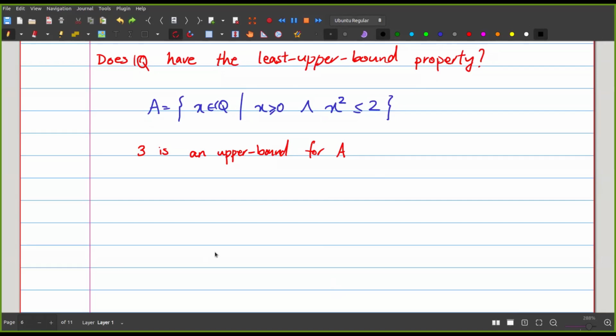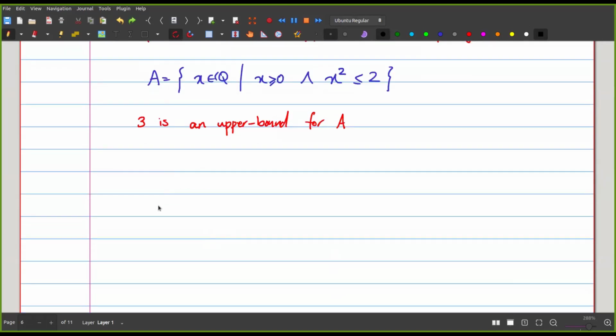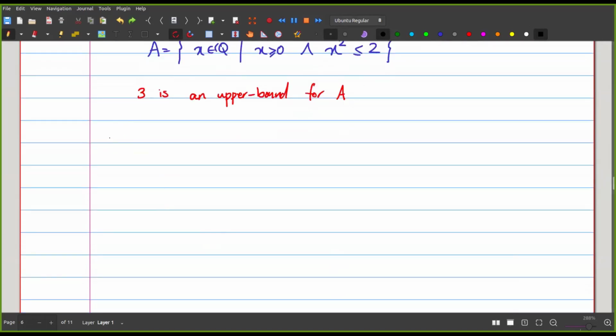Actually, after the class today, one of the students asked me to prove this, and I'm going to just give you the proof. So we want to show that this particular set A does not have a supremum in Q. We already know that A has an upper bound in Q because 3 is an upper bound in Q. So I'm just going to prove this by contradiction. I'm going to say, suppose I have some number, let's call it S in Q, such that S is the supremum of A. I'm going to get a contradiction out of this.